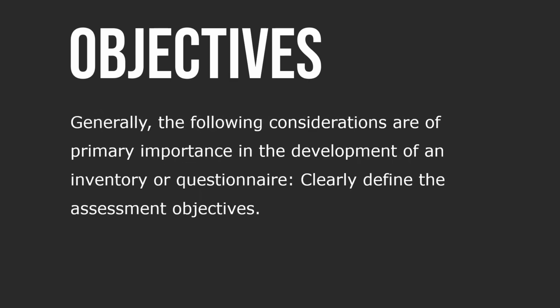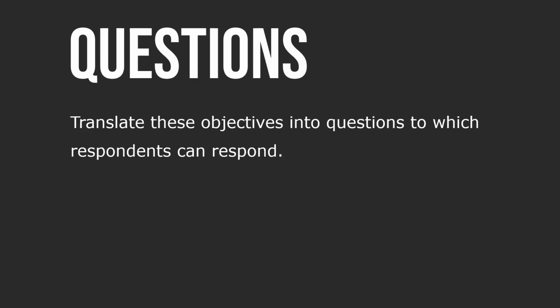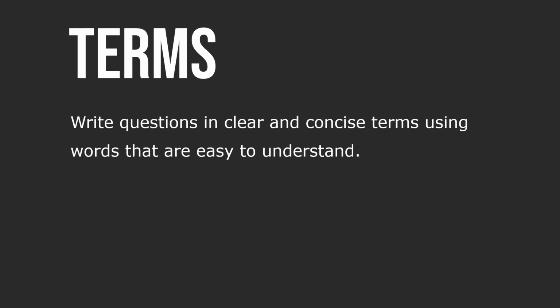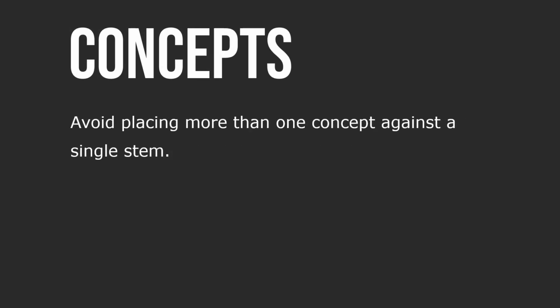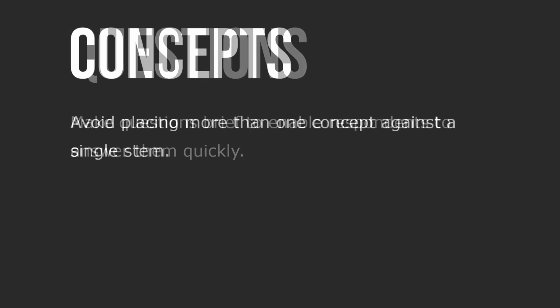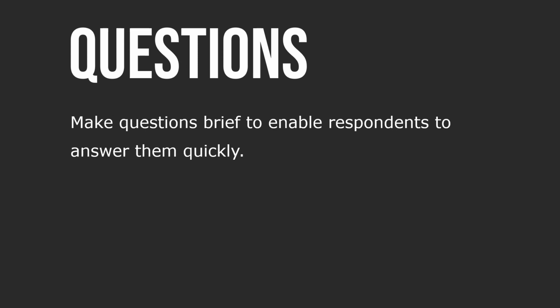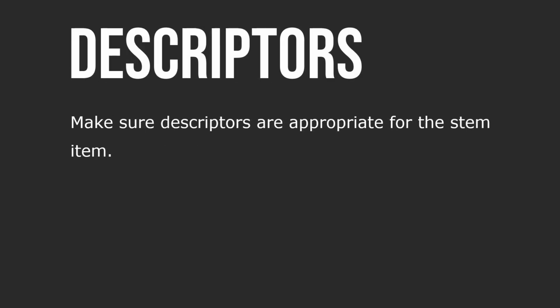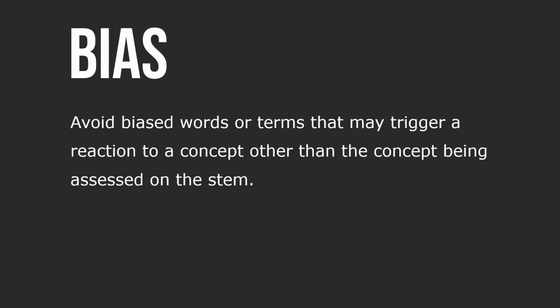Generally, the following considerations are of primary importance in the development of an inventory or questionnaire. Clearly define assessment objectives. Translate these objectives into questions to which respondents can respond. Write questions in clear and concise terms using words that are easy to understand. Avoid placing more than one concept against a single stem. Make questions brief to enable respondents to answer them quickly. Make sure descriptions are appropriate for the stem item. Avoid biased words or terms that may trigger a reaction to a concept other than the concept being assessed on the stem.